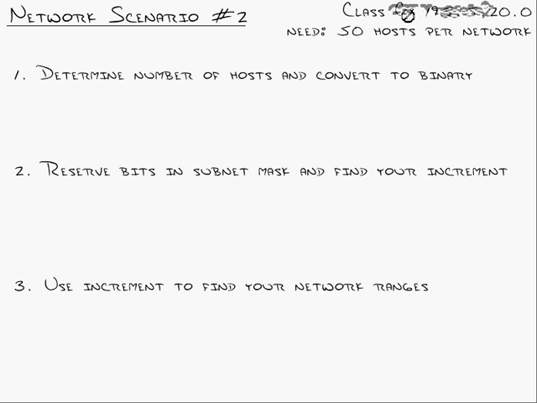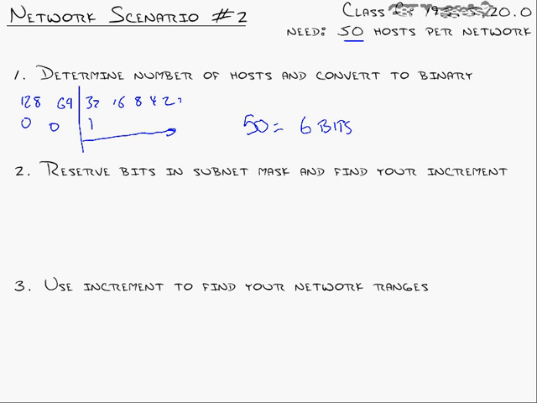We've got network scenario number 2, class C example. We have the network 195.5.20, and the organization is looking for 50 hosts per network. So let's start it off again. Determine the number of hosts and convert to binary. I'll write up our binary chart over here, 8, 4, 2, and 1. We have 50 hosts. So I look right here, no, no, yes. Our first one goes at 32, so I immediately know it takes 6 bits to get the number 50.